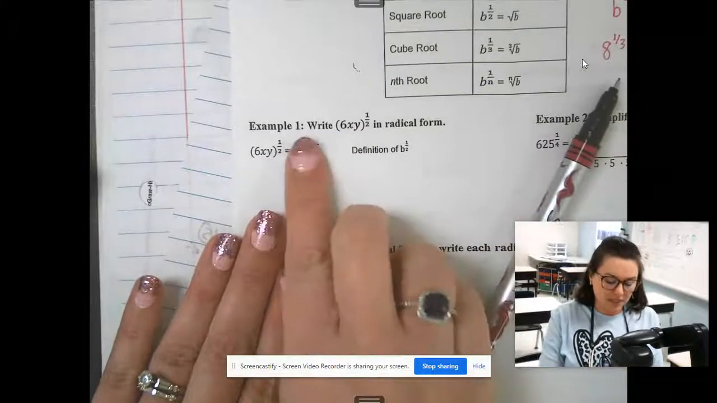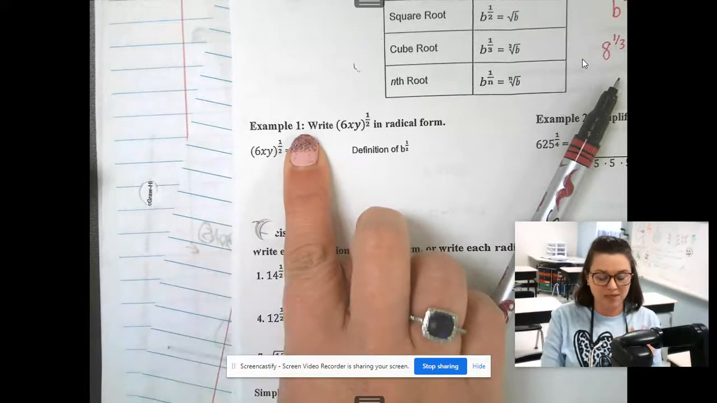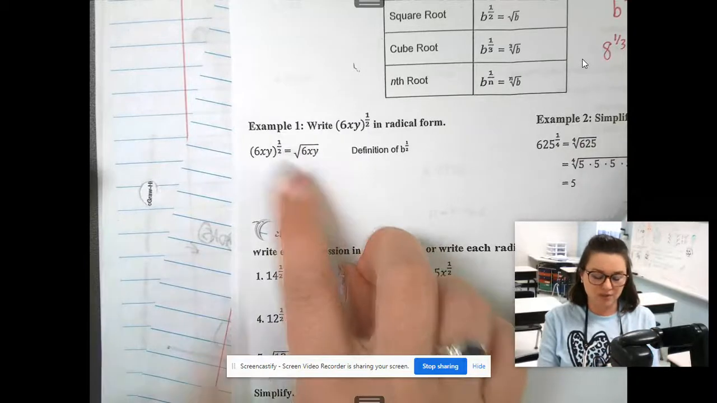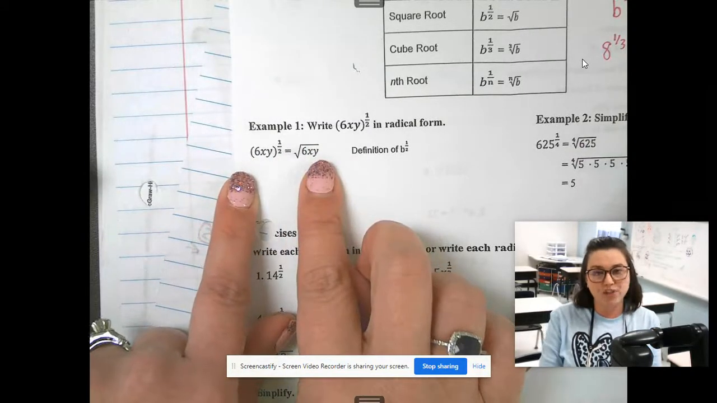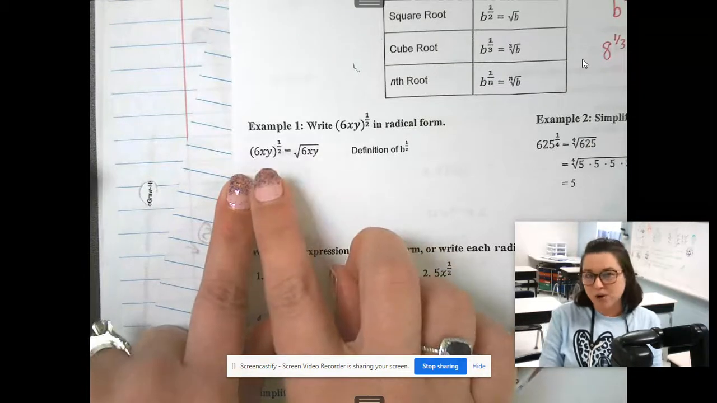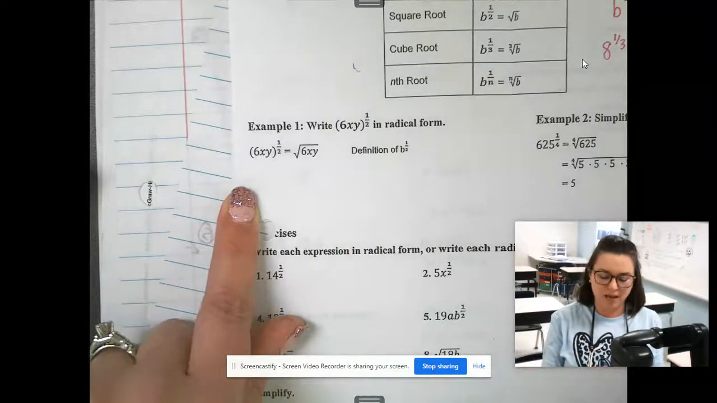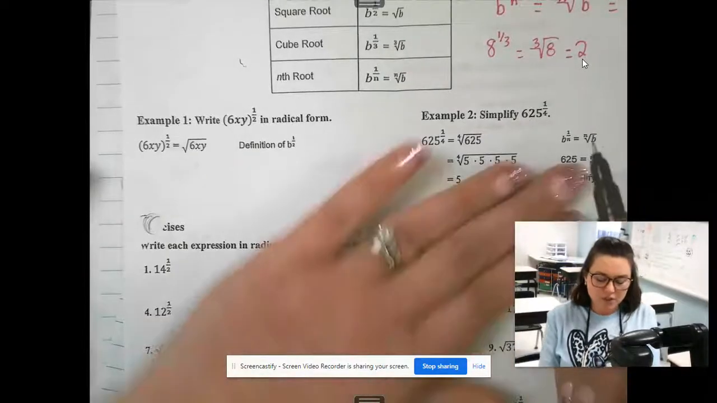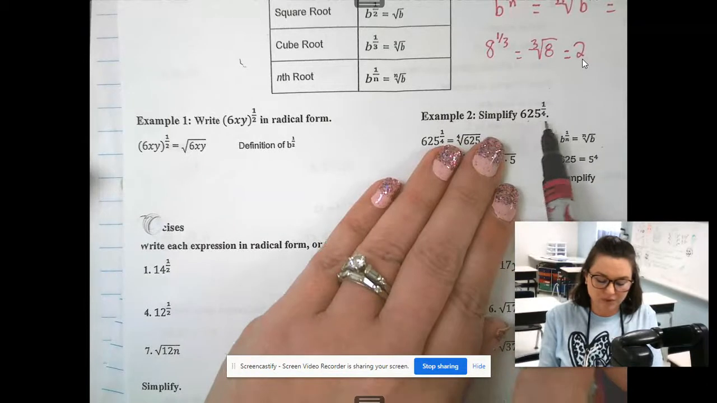So you would be given 6xy all to the 1/2 power, and you would have to know that the 1/2 power means you take the square root. Now, since all of that's in parentheses, you take the square root of the whole thing. If only part of it was in parentheses, you'd only take the square root of the part that was being raised to that power. You can also see here, this would be given as simplify 625 to the 1/4 power.